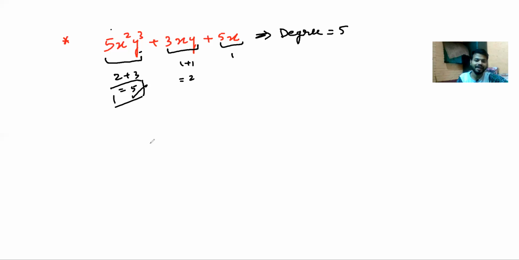Okay, so when more than one variable is given in any particular term, then we are going to find the degree by adding the powers of the variables. I hope it is clear now.